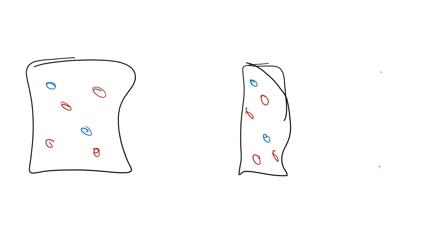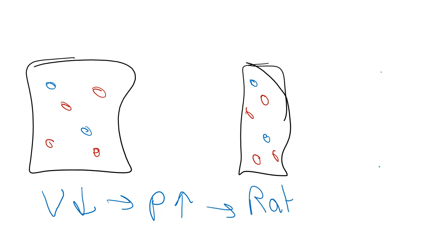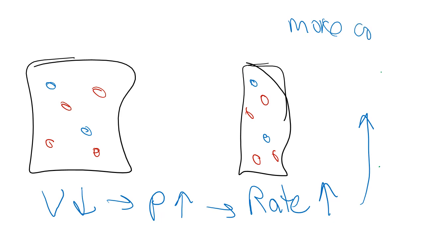and if the container is smaller, so volume goes down, pressure goes up, and rate also increases, because again, there's more collisions. Now, they're not going to hit each other harder in here, but they are going to hit each other more frequently. Just because I'm decreasing the volume doesn't mean I am heating it up. So if volume goes down, pressure goes up, you're just in a smaller room.